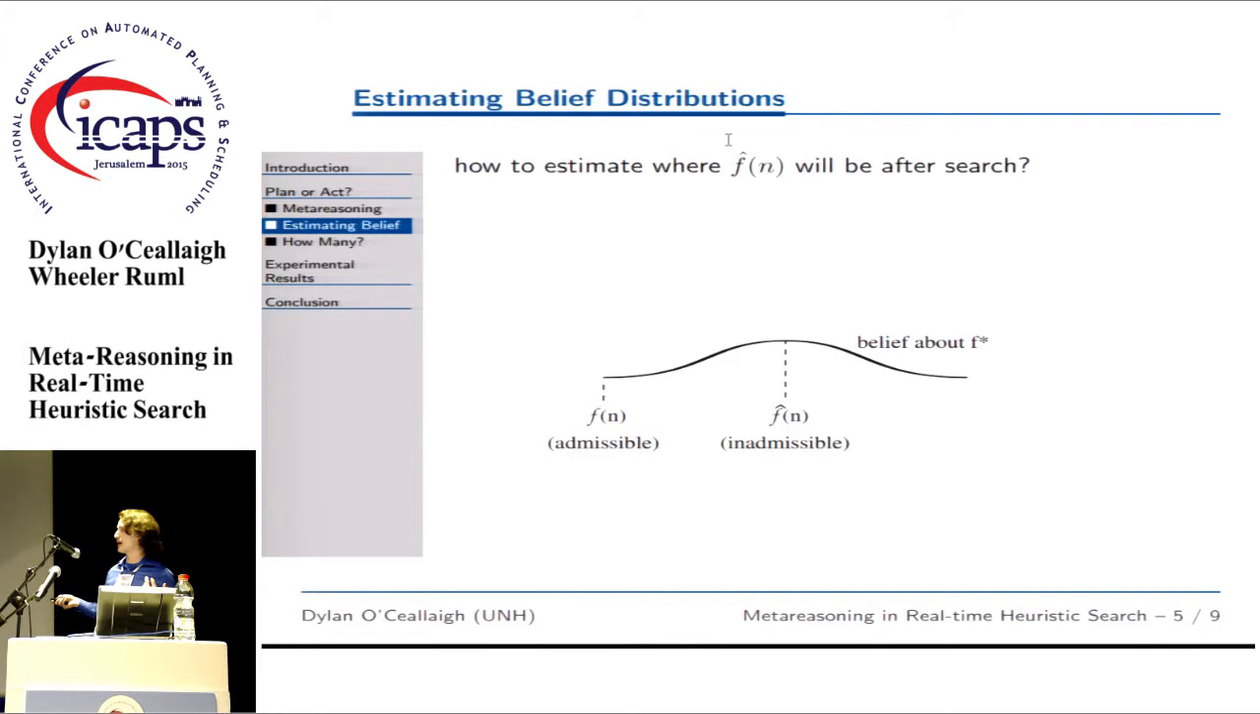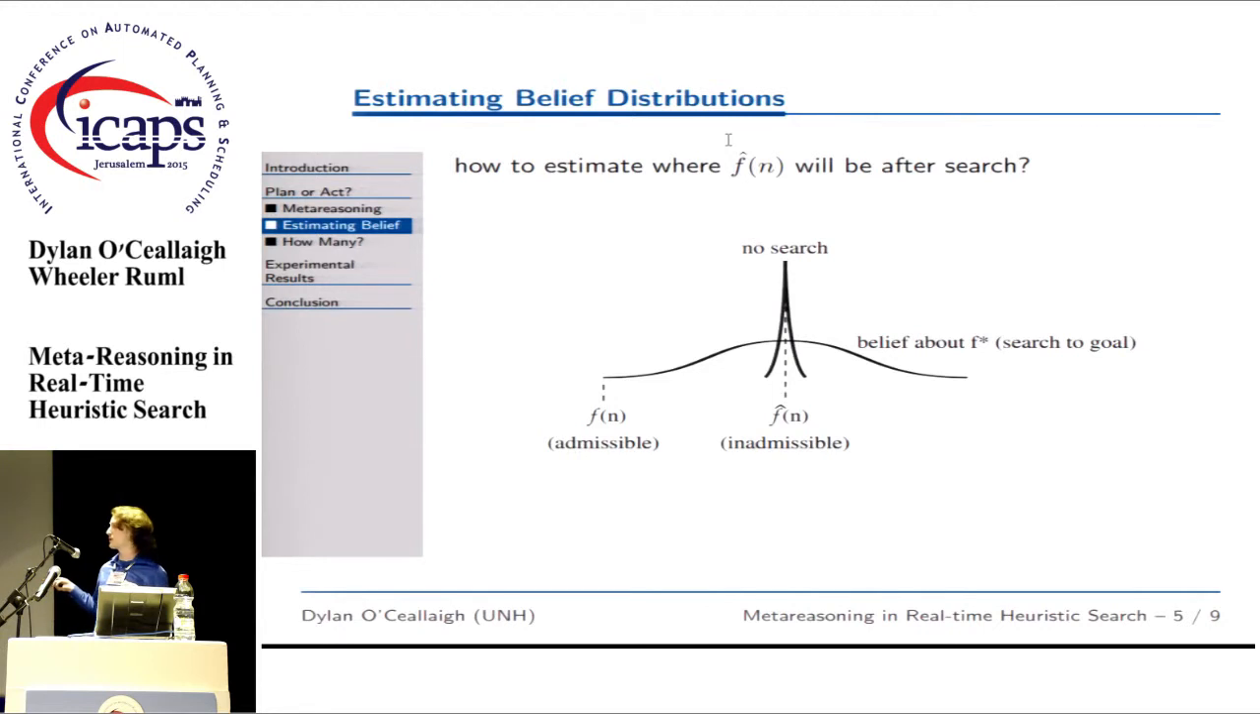So, as I said, we have this inadmissible heuristic value that we call Fhat. And because that is our unbiased heuristic estimate, it is presumably the closest estimate we have to the true value of F star. So we make an assumption that F star lies normally distributed around Fhat. Now, since F is our admissible heuristic, we know that F star can't possibly be less than F, and so we use this difference to bound our normal distribution.